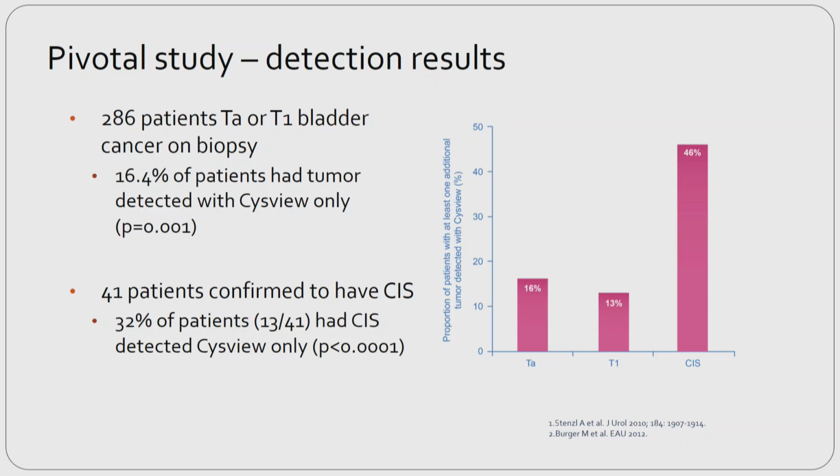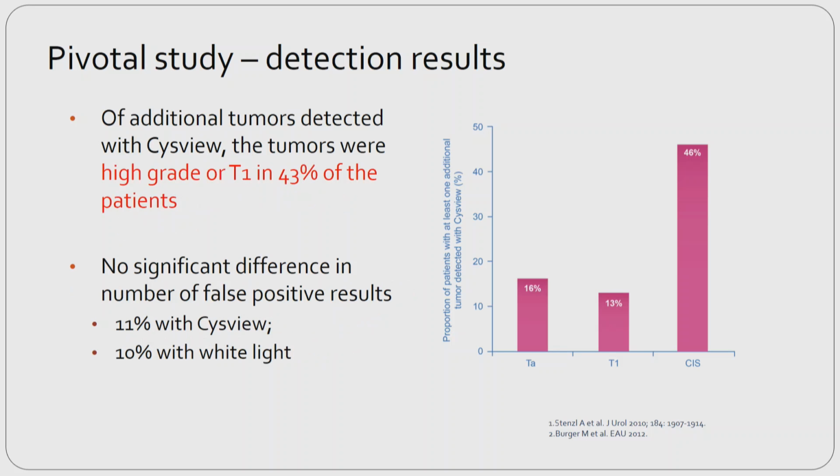The bottom line is in this graph. 16.4% of patients had tumor that was only seen with blue light technology. And when you look at the breakup between TA and T1, it's 16% and 13%, which averages out to 16.4%. But when you look at the CIS patients, 46% of patients overall had additional tumor, which was CIS detected with blue light technology. Importantly, if you look at the additional tumors that were detected with the blue light technology, they were high grade or T1. So clearly the type of tumors that make a difference in our management in as many as 43% of patients.